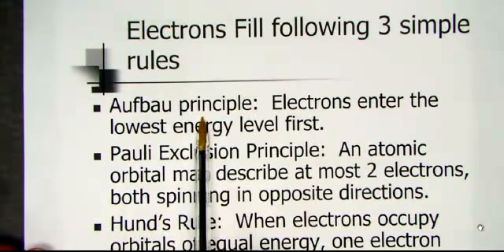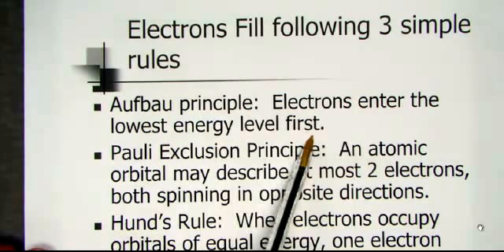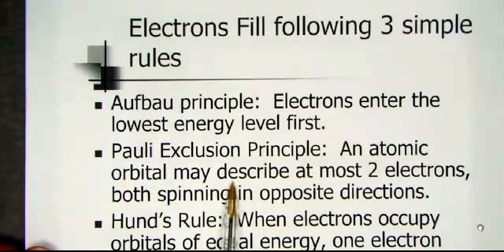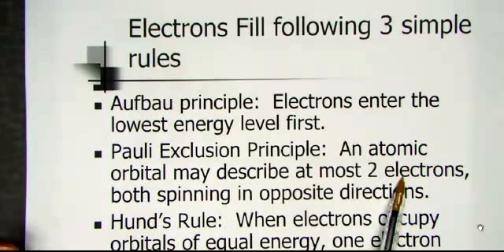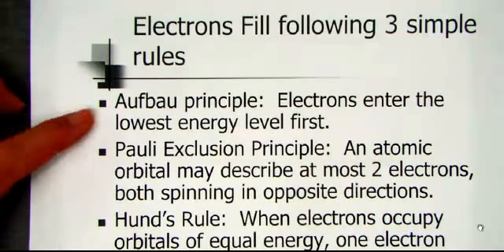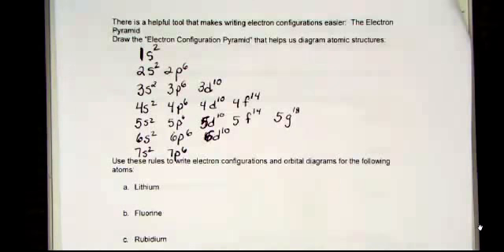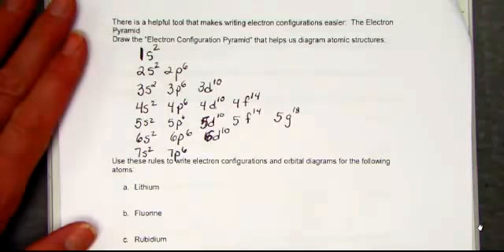The Aufbau principle: electrons enter the lowest energy level first. The Pauli exclusion principle: an atomic orbital may describe at most 2 electrons, both spinning in opposite directions. And the final rule is called Hund's rule: when electrons occupy orbitals of equal energy, 1 electron enters each orbital until all orbitals contain 1 electron with parallel spins. These 3 rules allow us to write electron configurations. And that word just means the arrangement of electrons around the center of the nucleus of any atom.